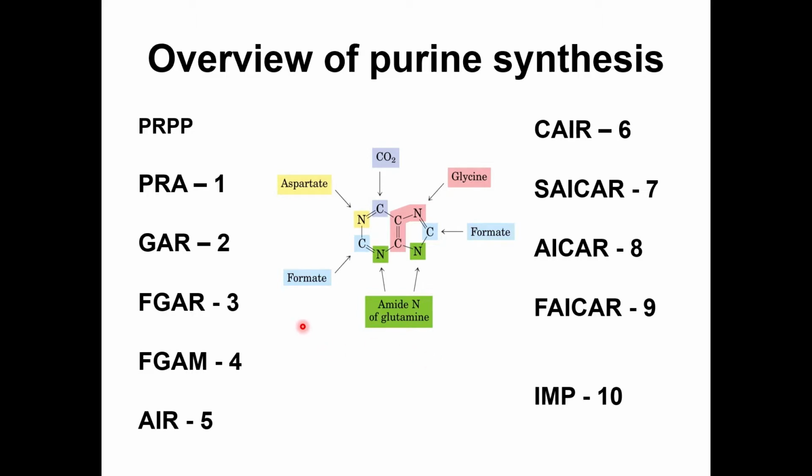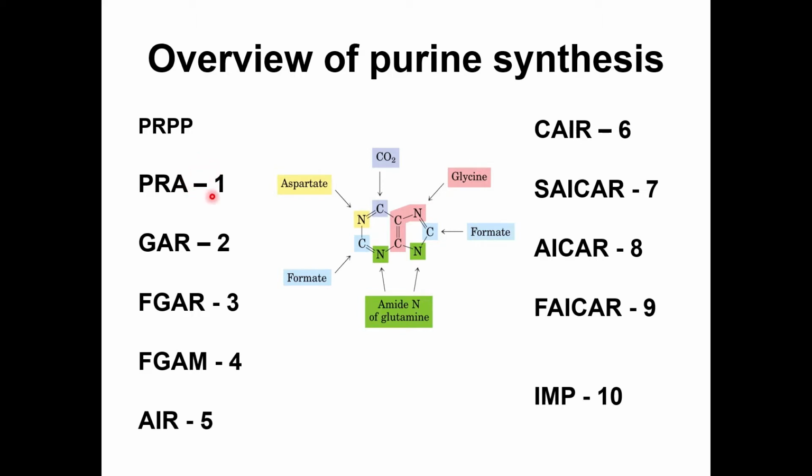So I already discussed with you that there are 10 steps in the purine biosynthesis starting from PRPP to IMP. The step in which PRPP is synthesized is not included in the de novo synthesis, as PRPP is basically the donor of the ribose 5-phosphate moiety, and PRPP is also utilized for the synthesis of nucleotide coenzymes as well as in the salvage pathway also.